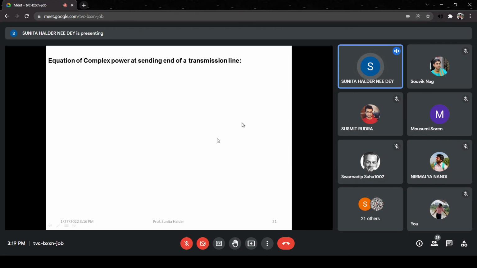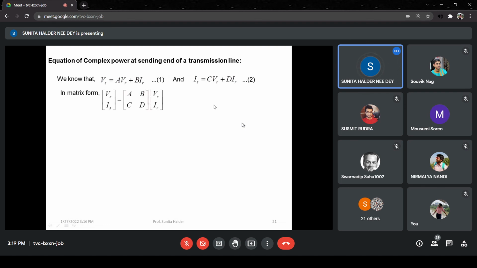Now let us concentrate on the equation of complex power at the sending end. If we want to find it, the sending end voltage should be the reference phasor. In all our cases till now, the receiving end voltage was the reference phasor. Now, if we want the sending end voltage as the reference phasor, then we must express it as a dependent variable. So, instead of VSIS equal to something into VRIR, we need VRIR equal to something into VSIS.